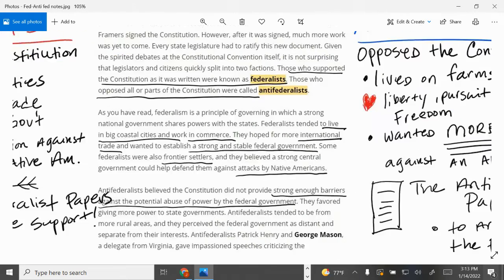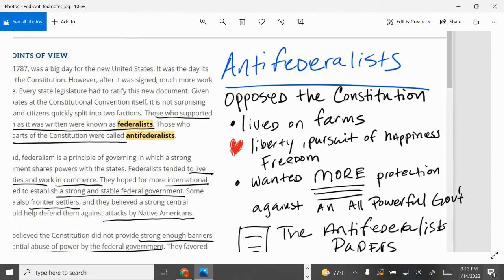Okay. The Anti-Federalists, on the other hand, lived on farms. They loved liberty and the pursuit of happiness and freedom. And they did not want this all-powerful, strong government to abuse its power, or at least they wanted some protection against it if it did. And they wanted more protection, and they wanted some of that power given to the states.